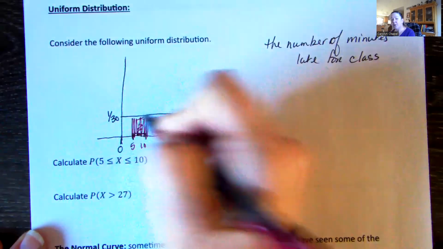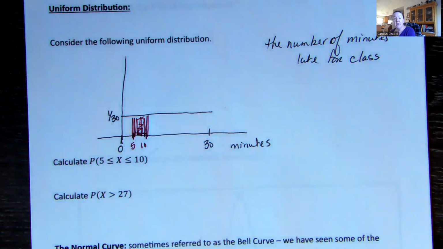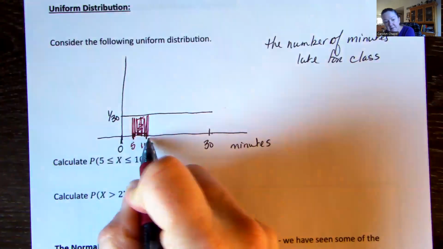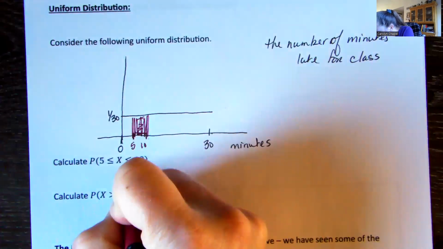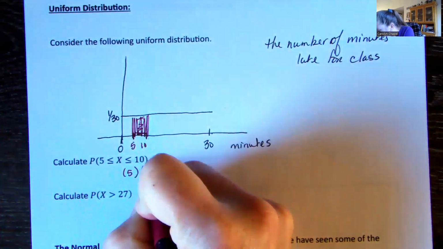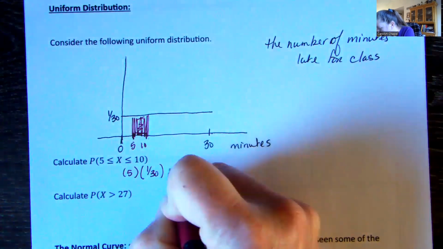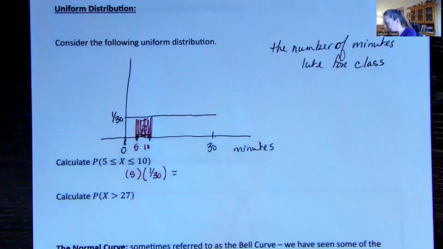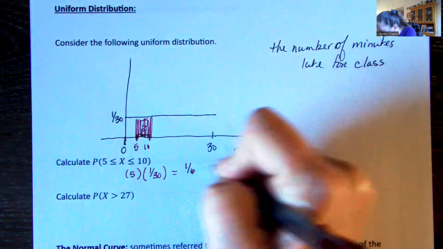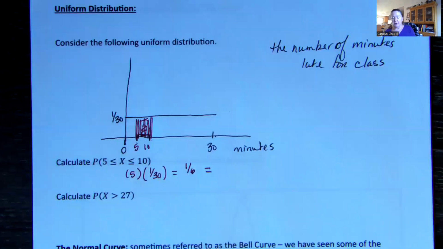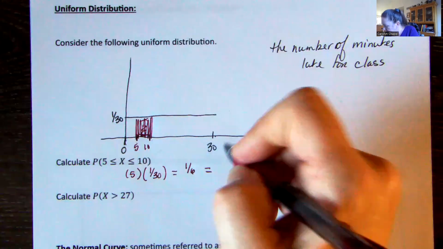Now, again, it is a rectangle. So the area of a rectangle is the base times the height. Our base is 5 units, and our height is 1/30. So if I multiply those together, I get 1/6, which I could write in decimal form. So again, fractions or decimals are fine.